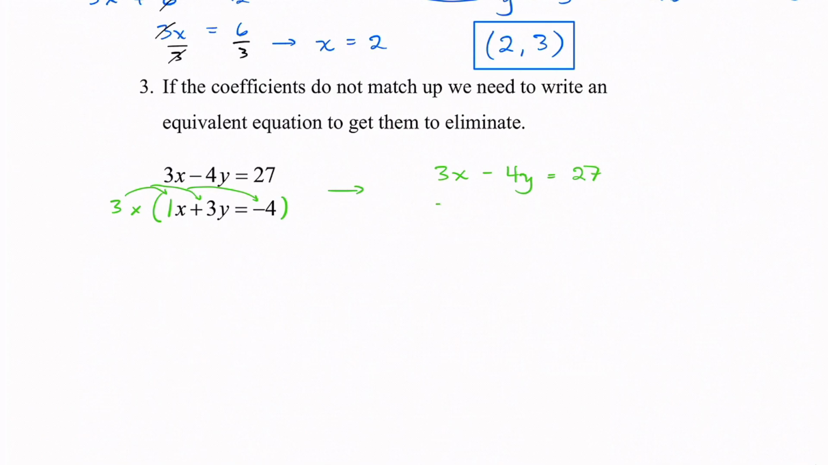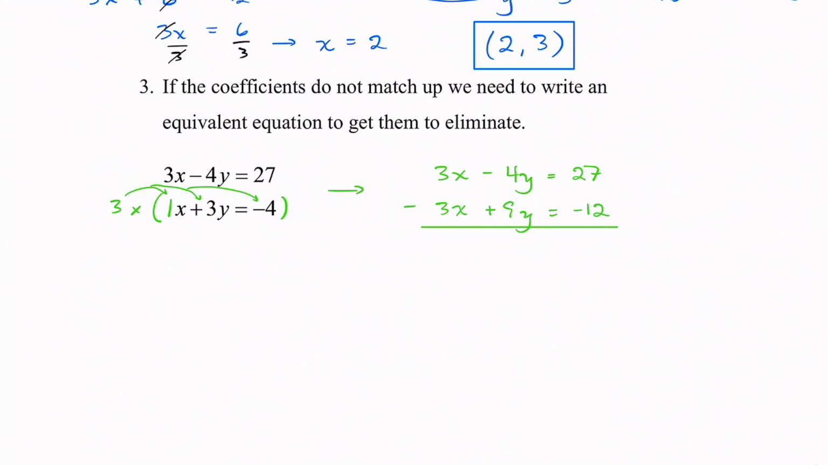So 3 times 1 is 3. Then we had x. And then we're going to have 3 times 3, so that is a 9. And then we had y. And then equals. And then with the last one, 3 times negative 4, that is negative 12. So now everything is lined up nicely, and these numbers are the same. So if I were to subtract these equations, then they are going to eliminate.